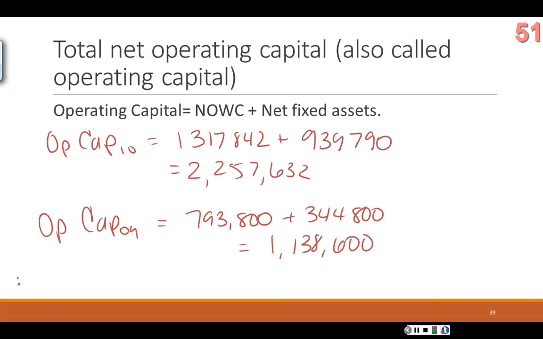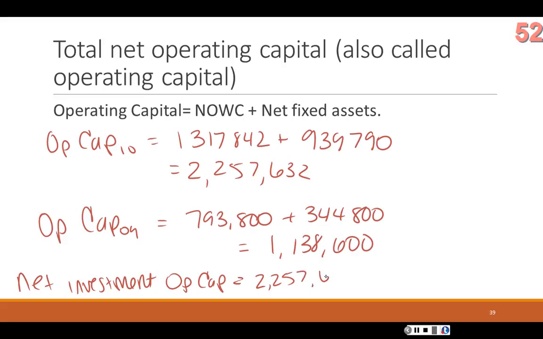So the net investment in operating capital is equal to our current year $2,257,632 minus the 2009 $1,138,600 to give us our net investment in operating capital of $1,119,032. So now we have all of the inputs necessary to calculate free cash flow.